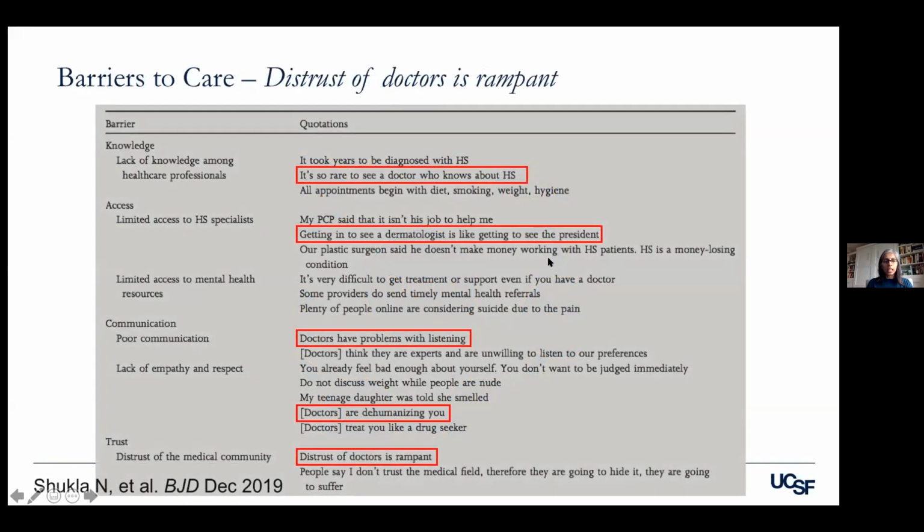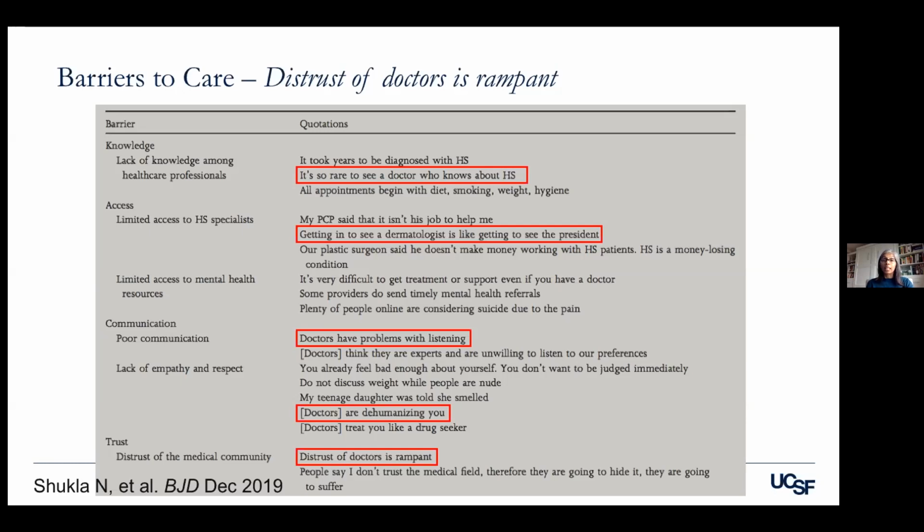So we did this study with partners at Facebook, where we interviewed patient administrators of HS Facebook support groups, which at the time comprised over 80,000 HS patients, and now that number has grown tremendously. But we did the study to better understand patients' experience of accessing and receiving care for HS.